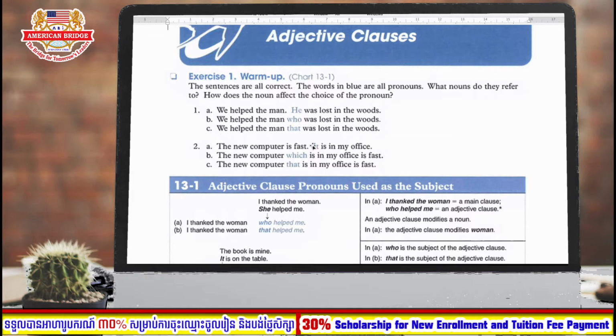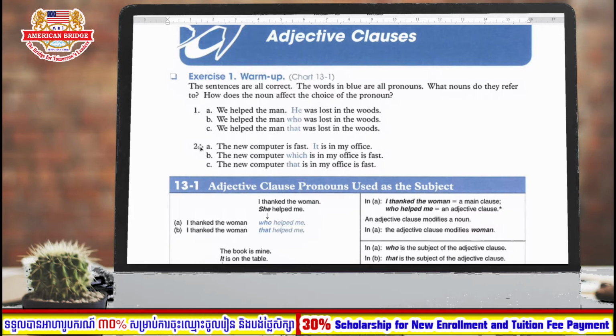So these sentences, they call it a compound sentence, right? So we have the man who was lost in the jungle. Now actually it's a complex sentence, right? It's not a compound sentence, but it's a complex sentence that is linked with this type of pronoun.